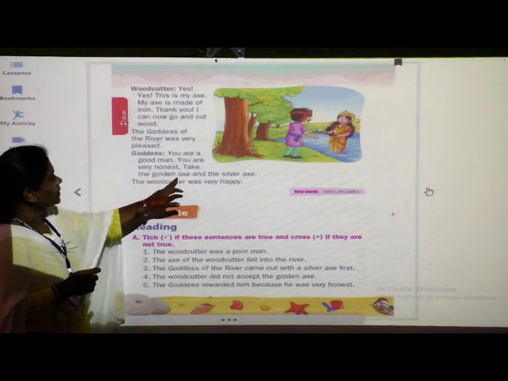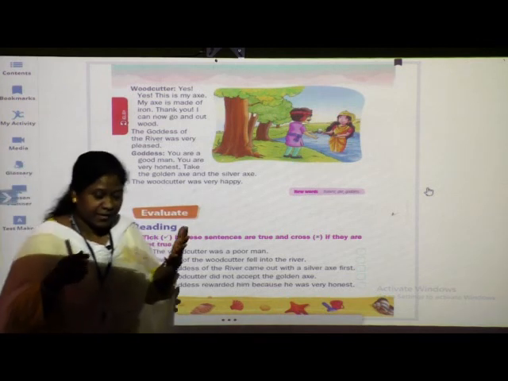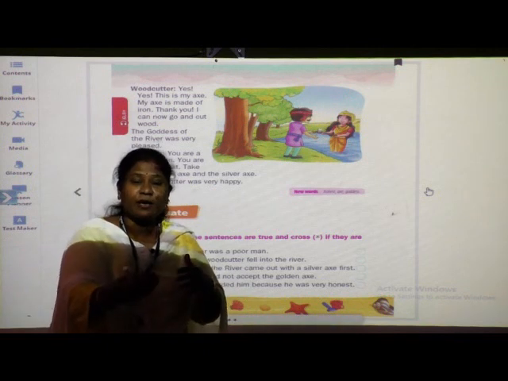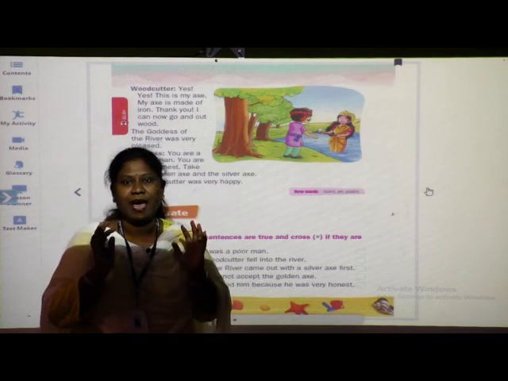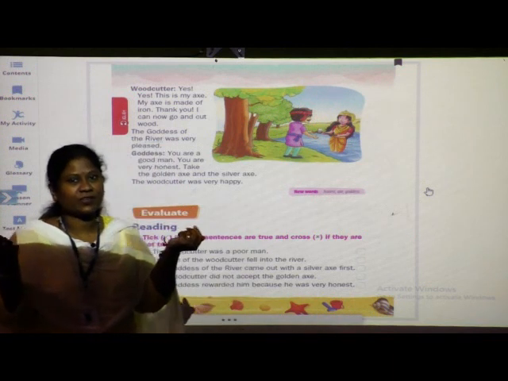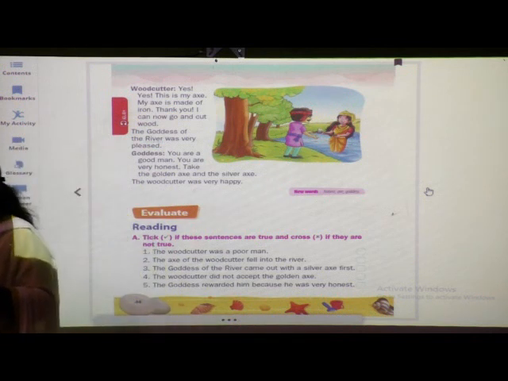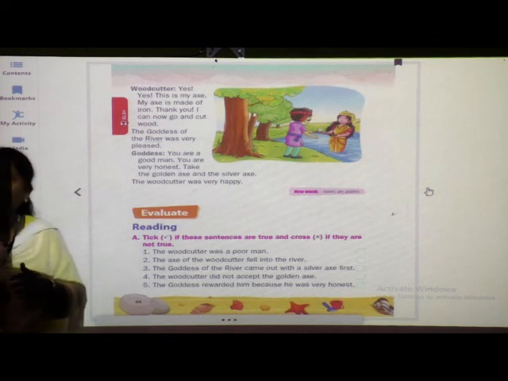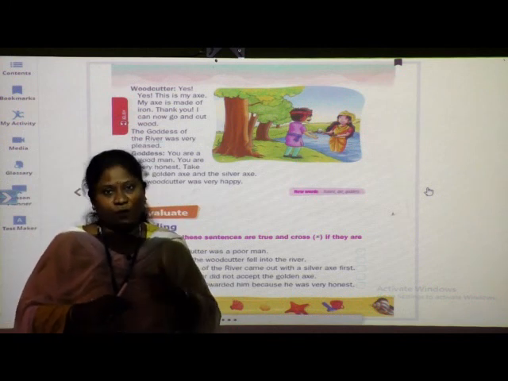"Take the golden axe and the silver axe too." The woodcutter was very happy. Seeing his honesty, children, the goddess rewarded him with the golden axe, the silver axe and the iron axe. Now this poor woodcutter became very rich. So always you have to be honest. Honesty is always rewarded.